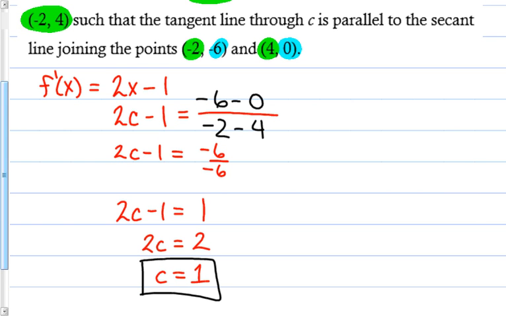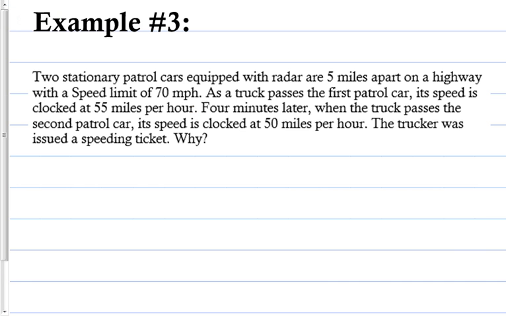Okay, next. Now we're doing 2 stationary patrol cars equipped with radar are 5 miles apart on a highway with a speed limit of 70 miles per hour. So that's the speed limit of the highway. As the truck passes the first patrol car, its speed is clocked at 55 miles per hour. 4 minutes later, when the truck passes the second patrol car, its speed is clocked at 50 miles per hour. The trucker was issued a speeding ticket.